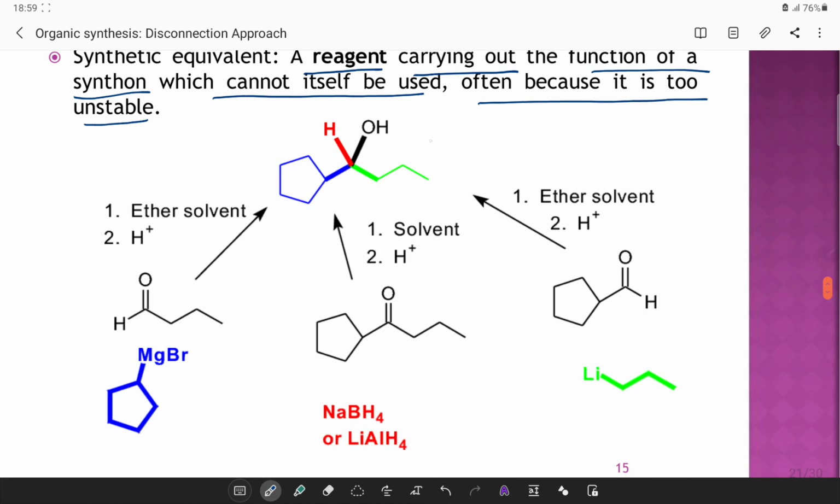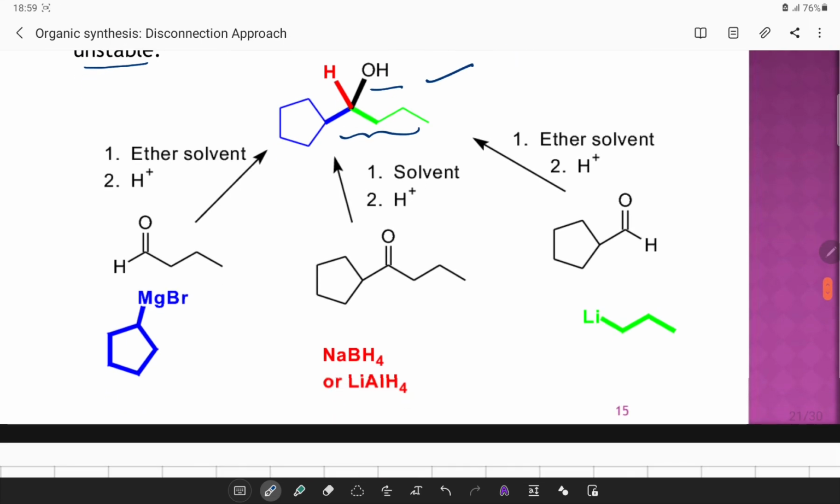Now for example, if this is my target molecule, what do we have? We have a cyclopentane system with a long chain and an OH. How can I achieve this particular system? My reagent can be a cyclopentane system with MgBr, that is, a Grignard reagent. This can react with a long chain system in the presence of ether and a protonic environment to give me the target. So these are said to be synthetic equivalents.